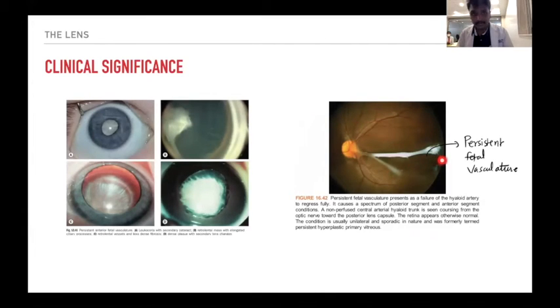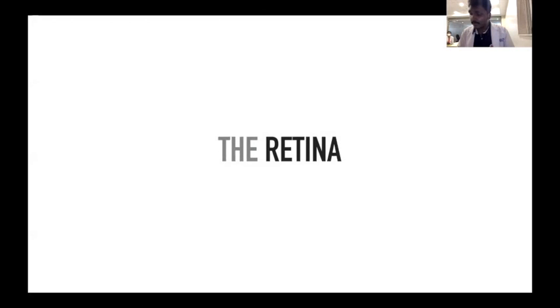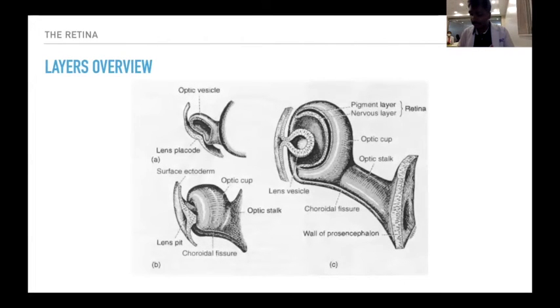Again, in persistent fetal vasculature, we can see that the tunica vasculosa lentis is still persistent in this picture. So this is the clinical significance. Once we are done with the lens, we go to the retina. Again, we come back to the same picture: optic stalk, optic cup, two layers.